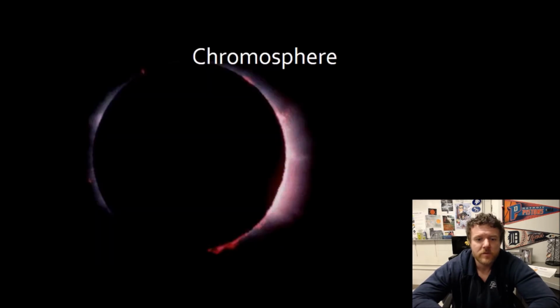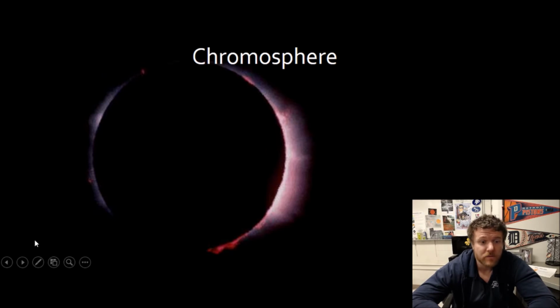The chromosphere is this kind of orange layer. It's the atmosphere. It's only visible during a solar eclipse, or if you're using a special attachment on a camera where you put a little filter on your camera that actually blocks the disk of the sun and acts as an artificial eclipse.